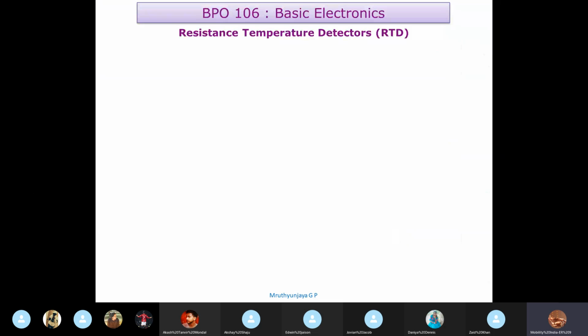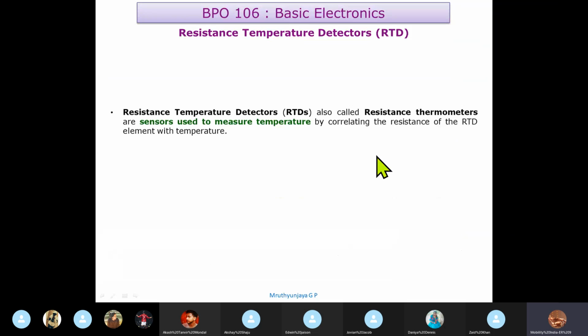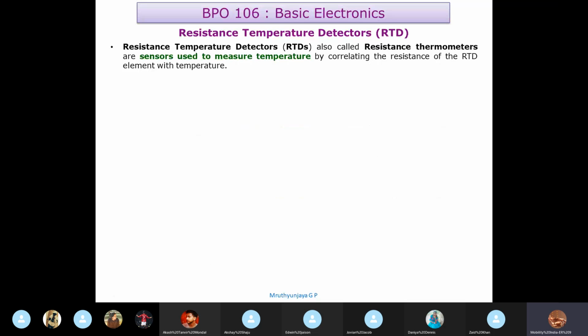Another type, resistance temperature detectors, popularly known as RTDs. What they are: they are also called resistance thermometers, sensors used to measure temperature by correlating the resistance of the RTD element to temperature. More or less like a thermistor. Typical material is platinum, nickel or copper.